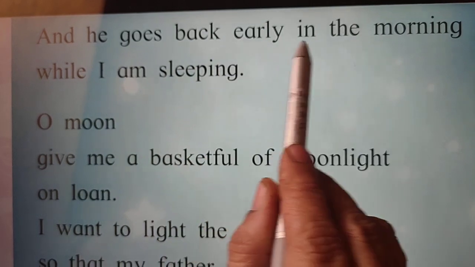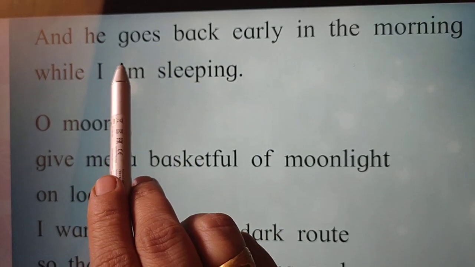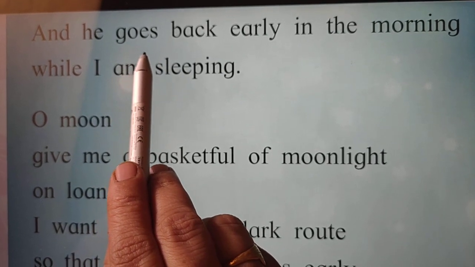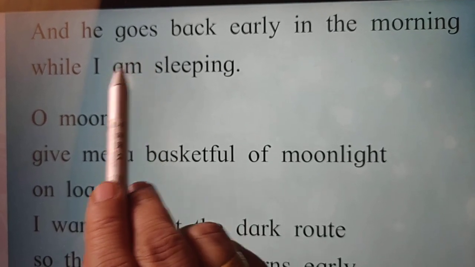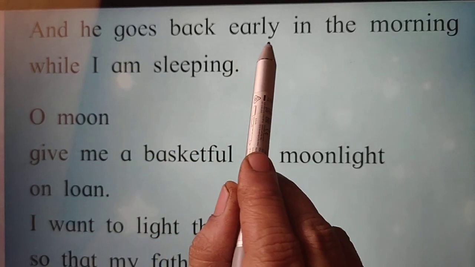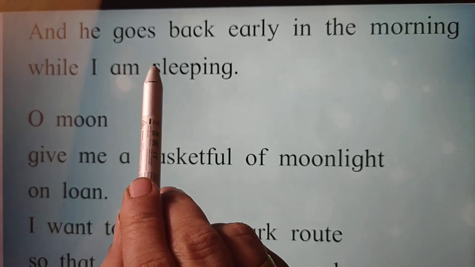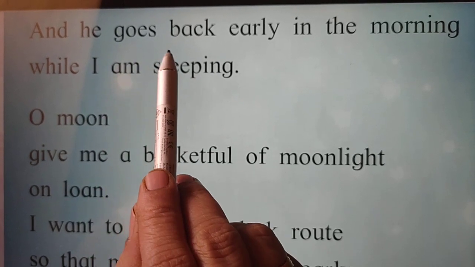And he goes back early in the morning while I am sleeping. So look at the condition of the child. When his father returns back from work in the night, the child is sleeping. And when his father goes back early in the morning for his work, he is also sleeping. Means in this condition he is totally unable to meet his father.